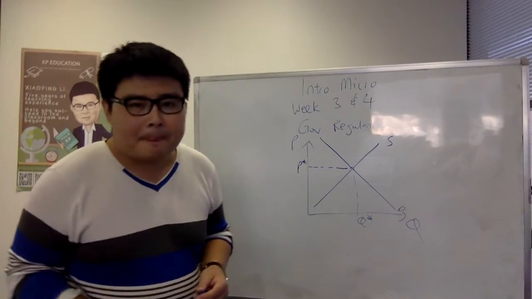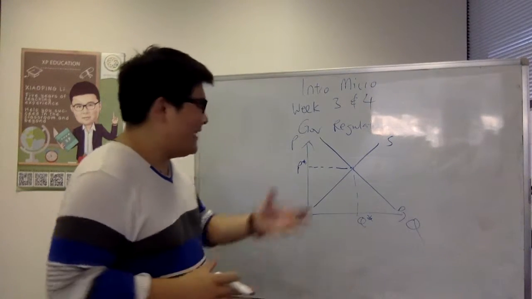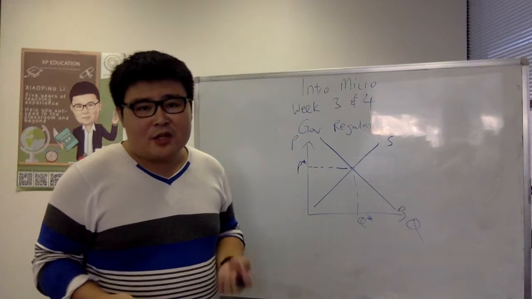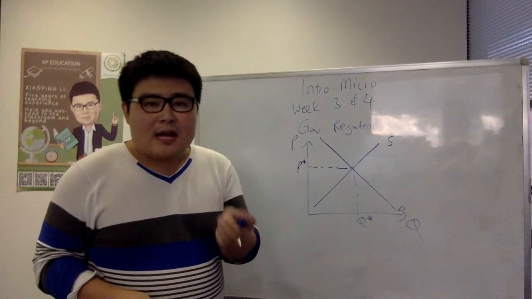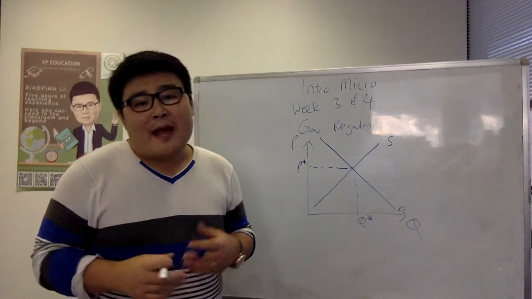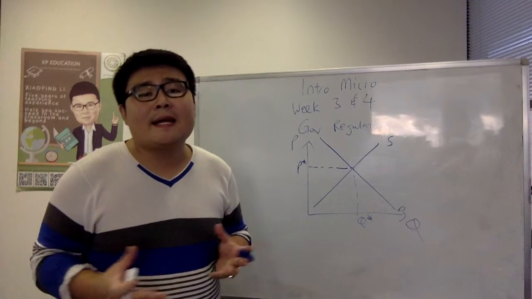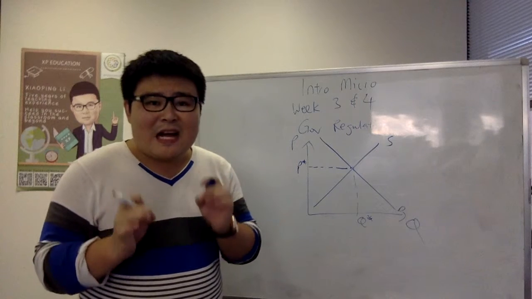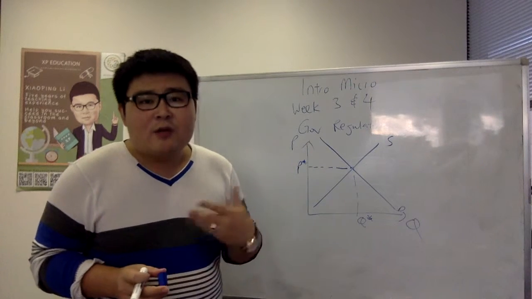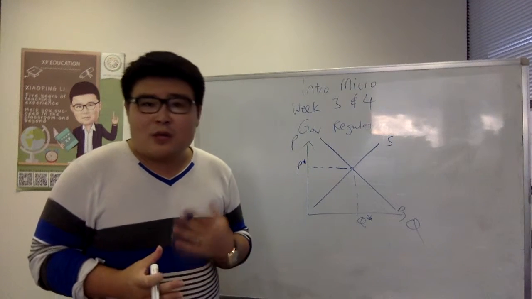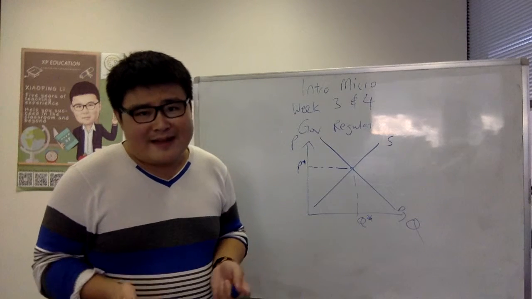Now remember, if the market is already efficient, yes, i.e. at P star and Q star, any government intervention will be a welfare loss on the market, yes? So remember, when the market is already efficient, any government intervention will lead to some sort of a welfare loss, which I will show you guys later in a welfare analysis.